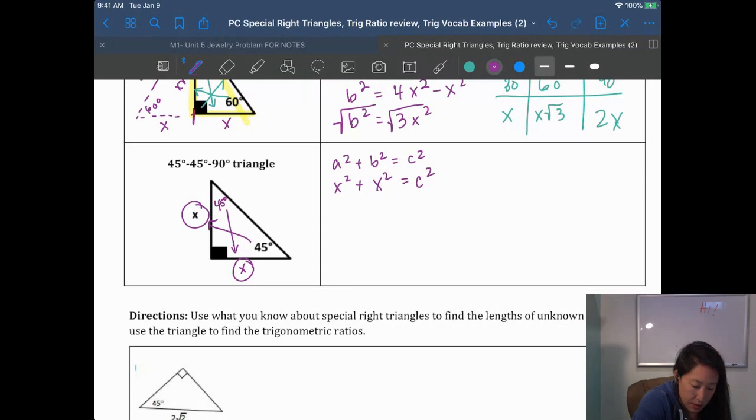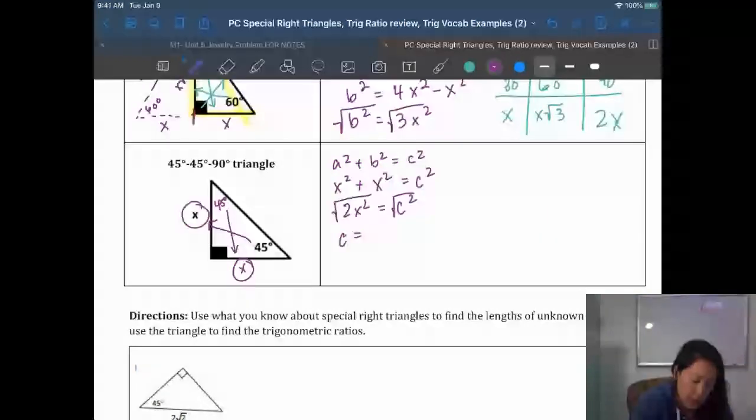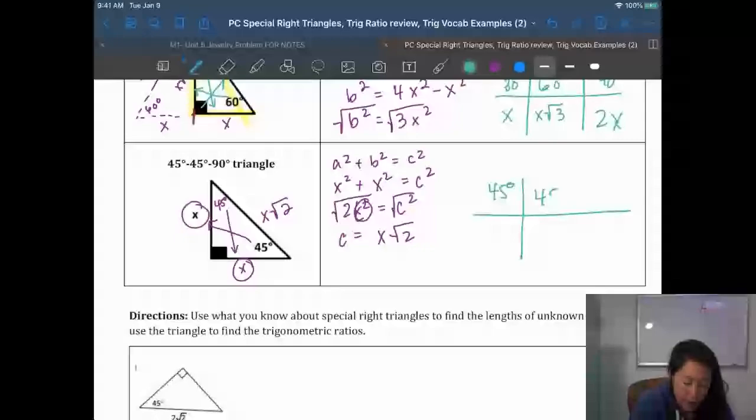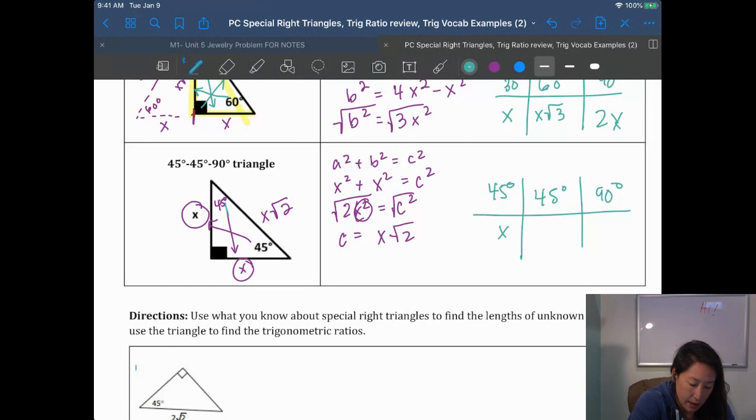Go ahead and take the square root of both sides, and I get c is, let's say the square root of x squared is just x, and the square root of 2 is root 2. So the side length here is x square root 2. So again, we're going to do the angle measures 45, 45, and 90. And the rules are across from 45 is x, across from the other 45 is x, and across from 90 is x root 2.